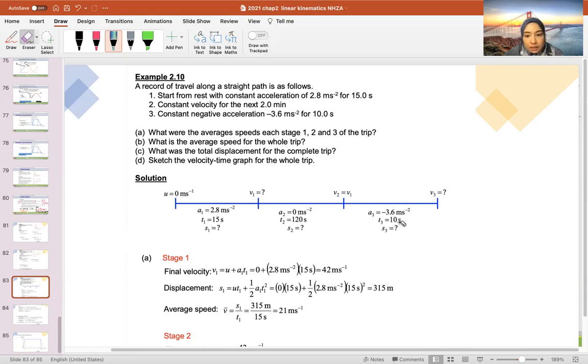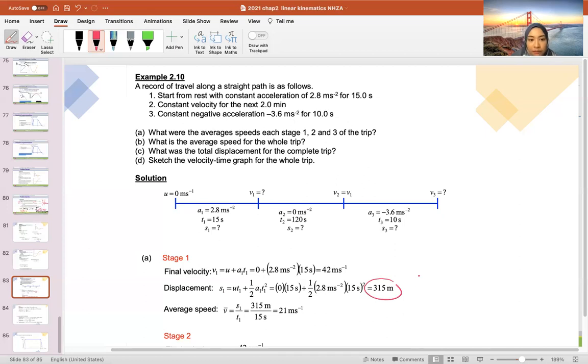Kita tak tahu S dia apa kat sini. So dia tanya, what were the average speeds at each stage? So the final velocity at stage 1 was 42. Yang ni kita dah tahu. Kita pakai linear kinematic, V equals to U plus AT. And then the displacement, kita kena cari pakai linear kinematic as well. S equals to UT plus 1 over 2 AT squared. In this case, our U, we started at rest, 0 times 15 plus 1 over 2, 2.8, and then 15 seconds squared. So kita dapat displacement dia as 315.